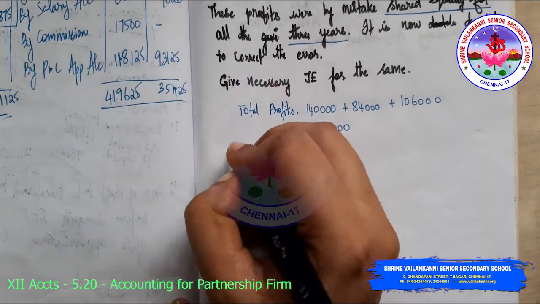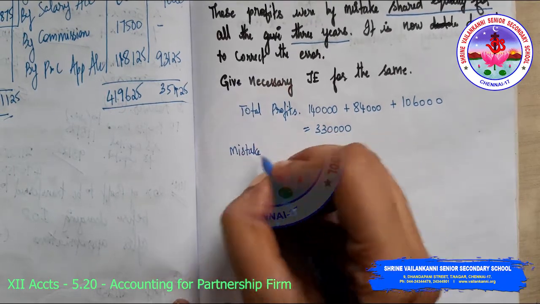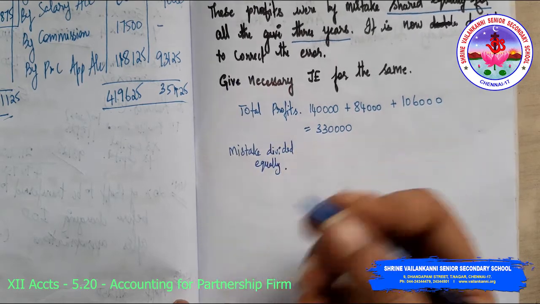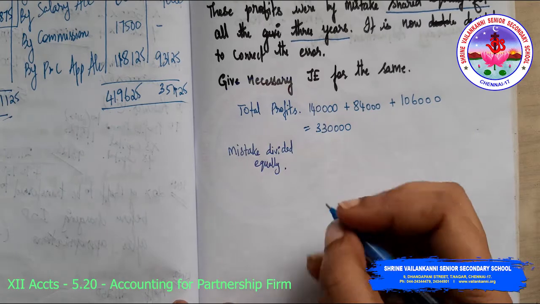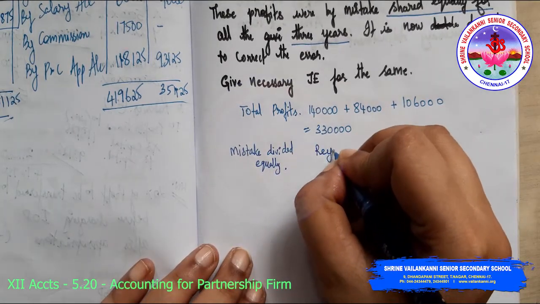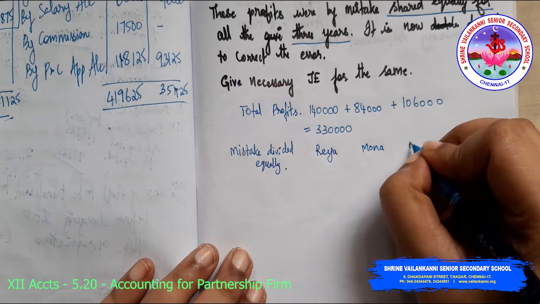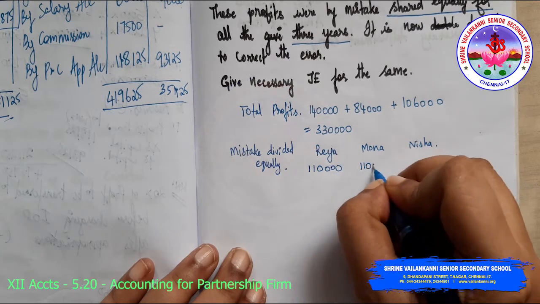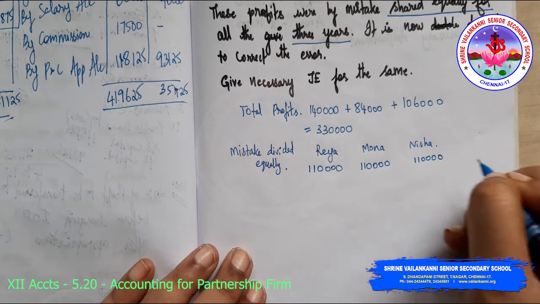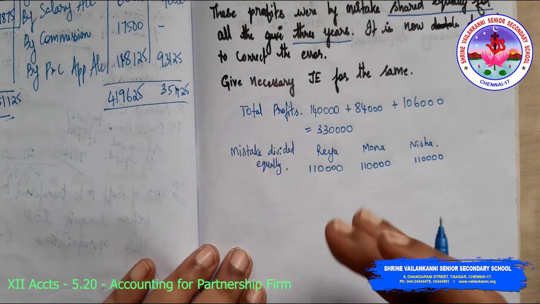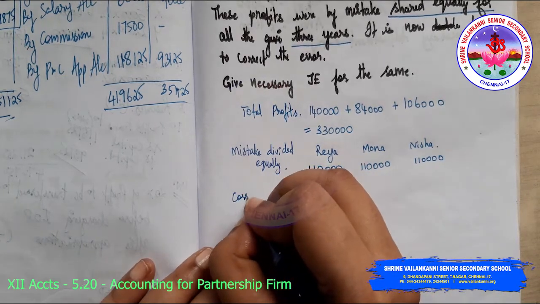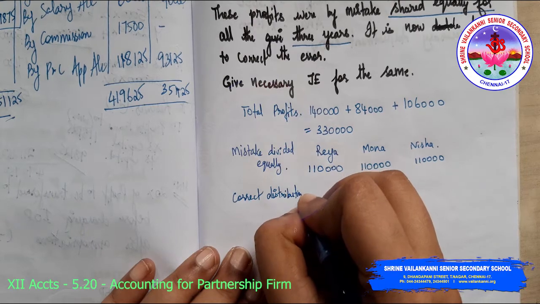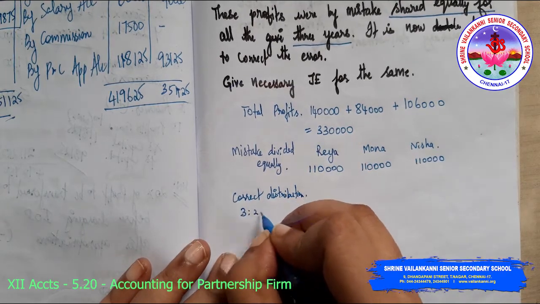What mistake was done? It is divided equally for the past 3 years. So if you divide it equally, for Ria, Mona and Nisha, you get 1,10,000, 1,10,000 and 1,10,000. So this will be the mistake done. But what is the actually correct distribution? It should be distributed in the profit sharing ratio 3:2:1.